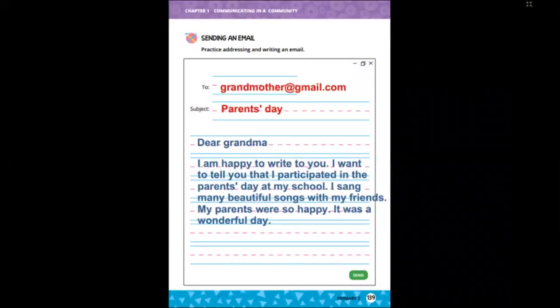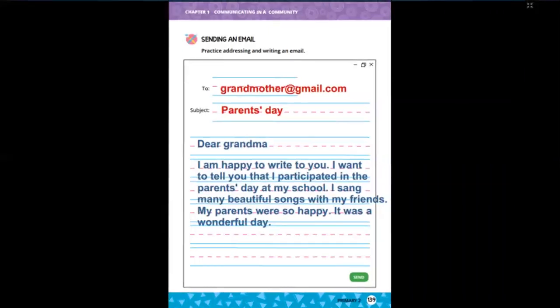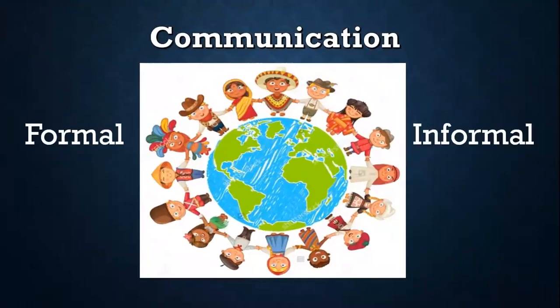Let's turn our thinking to another part of communication. Do you remember the email we wrote to grandmother telling her about the Parents' Day? I wonder, what if we were sending it to a teacher at school, your friend, or a store owner? How could the message change? We communicate differently with our friends, teachers, family, or community. We can have formal conversations and informal conversations.